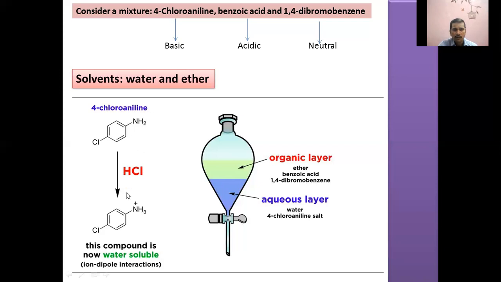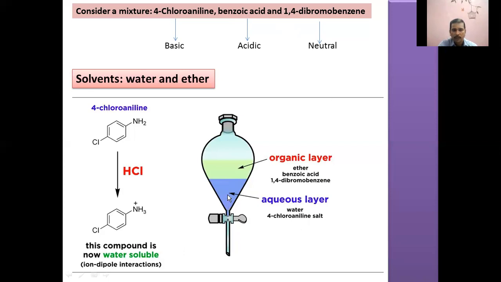So 4-chloroaniline has been converted into the 4-chloroanilinium ion. So this is water soluble. After the addition of HCl, you shake the separatory funnel. After shaking, you let it stand, during which this positively charged 4-chloroanilinium will be easily transferred into the aqueous layer, because it is easily soluble in water. Now the organic phase is left with benzoic acid and 1,4-dibromobenzene.